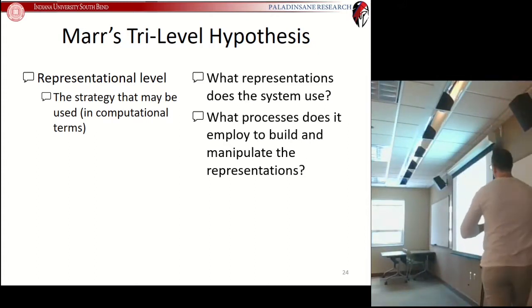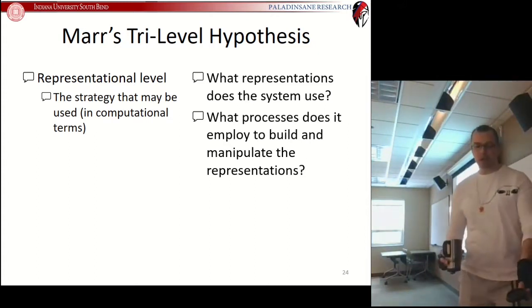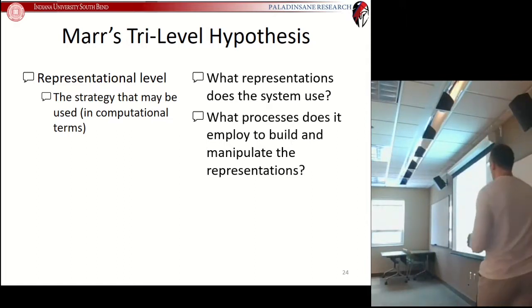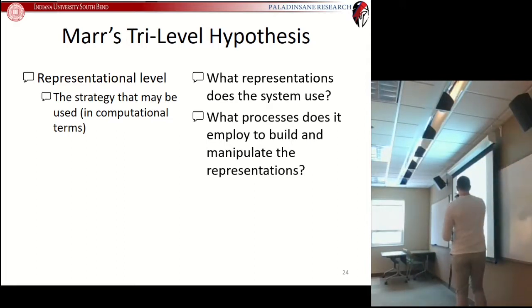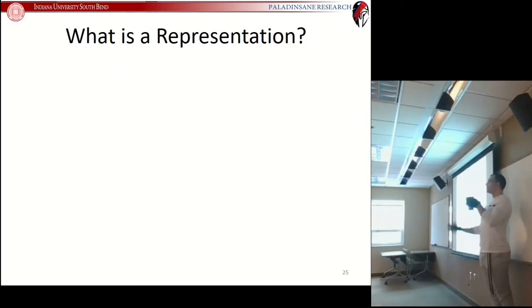All right, so we're going to stay at the representational level. And we've been talking about representations a little bit now without getting into too much of the nitty-gritty of what they are. So let's do that before we go on any further. When we say representation, what exactly do we mean by representation?